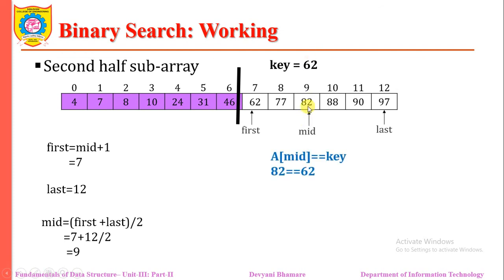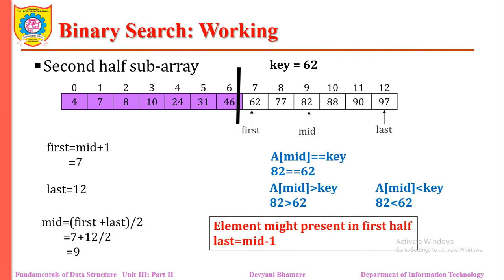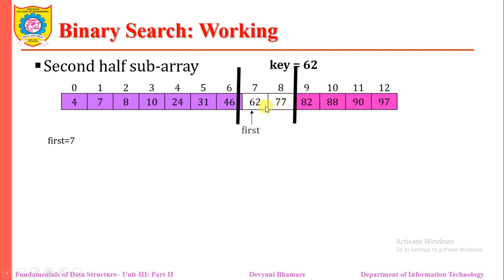What we find is, is A of mid, which is 82, equal to the key element 62? No. Is A of mid greater than our key element of 62? Yes. So we are saying that the element is present in the first half part of the array. Means we need to again narrow down our searching to the left hand side of our mid element. So that's why the last pointer counter we need to switch to mid minus 1. So we are getting that in between these two elements our element might be present.